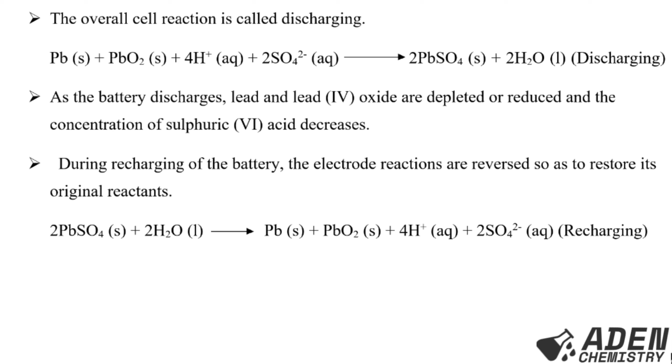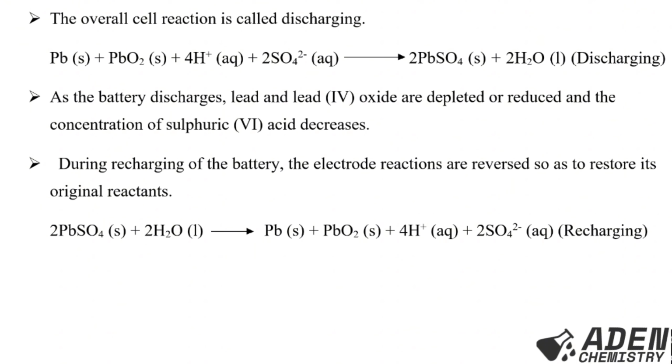So we are going to have lead solid plus lead 4 oxide solid plus 4 moles of hydrogen ions aqueous plus 2 moles of sulfate ions aqueous. We are going to get 2 moles of lead 2 sulfate solid plus 2 moles of water, which is liquid. So this cell reaction is the reaction for the discharging process.